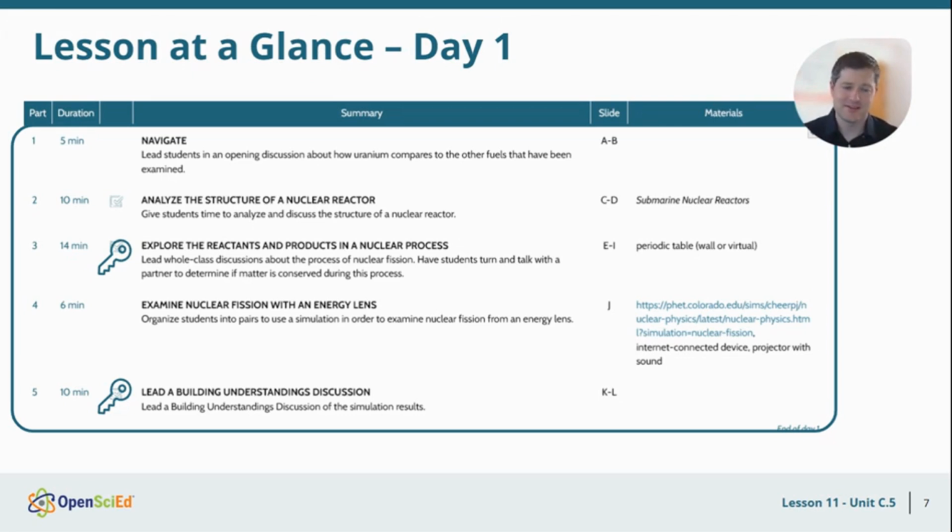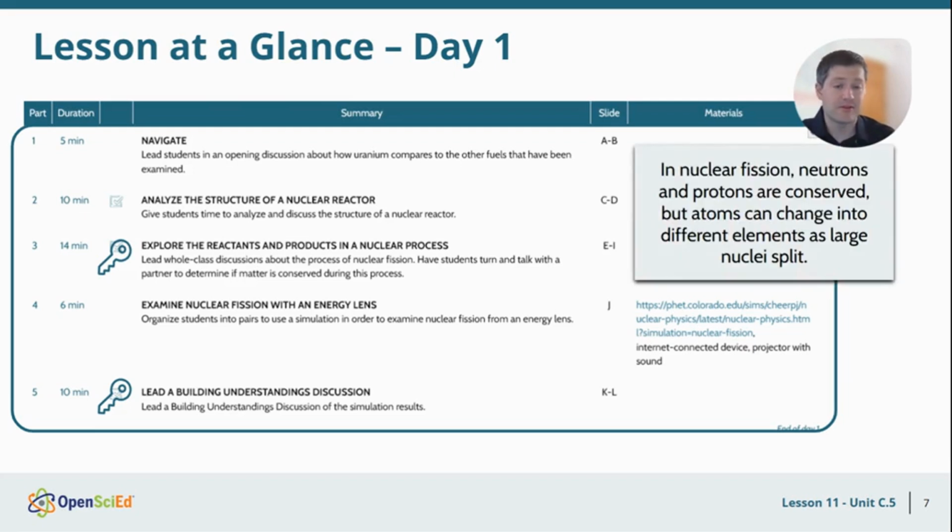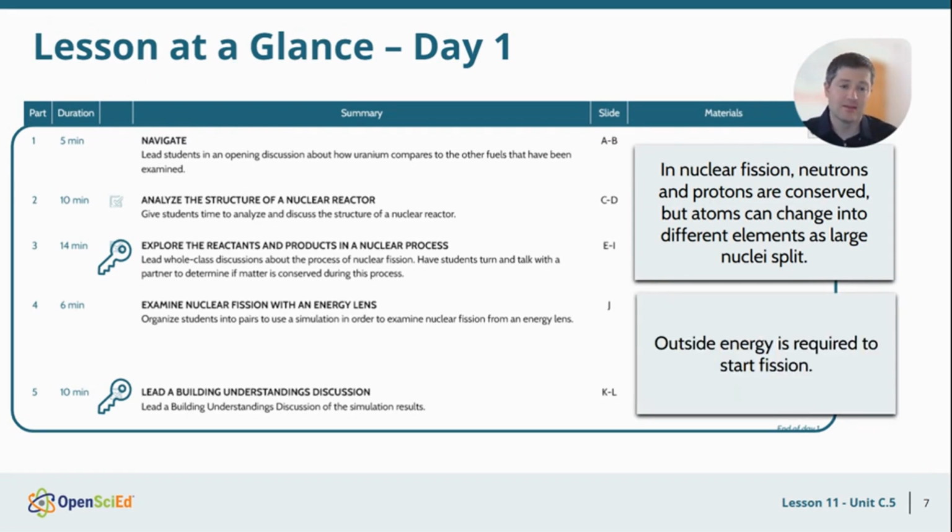Day 1 is essentially a full day loop, and on this day, students are going to start figuring out how a nuclear reactor is structured, how it works. They're also going to take kind of an initial matter lens to nuclear processes, and then they're also going to start digging in with an energy lens. The 2 big figure outs here are that neutrons and protons are conserved in nuclear fission, and that you do actually get new atoms there. This is the first time we've seen something like this in the course. And then outside energy is going to be required to start fission.